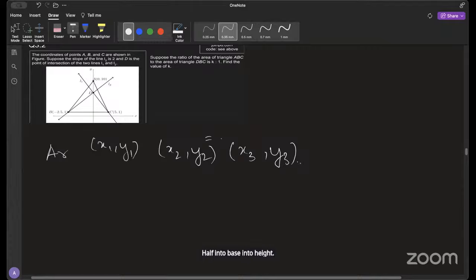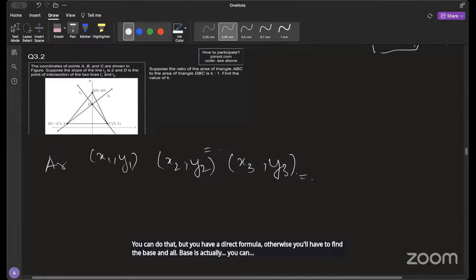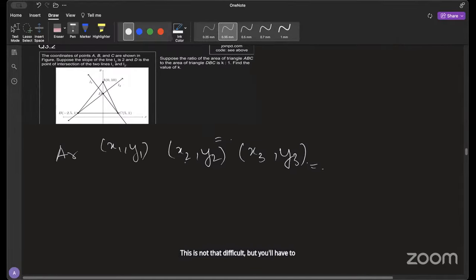You can do that, but you have a direct formula. Otherwise, you'll have to find the base and all. Base is not that difficult, but you'll have to find the height. Ma'am, in height we have already calculated D. So D is 0, 6. So height is 5 for triangle DBC and height is 9 for triangle ABC too. Yeah, in this particular case, this is the height. That's fine.